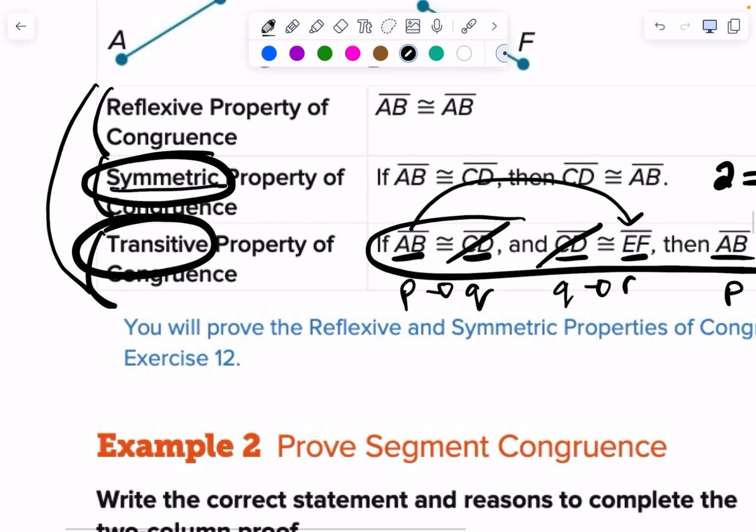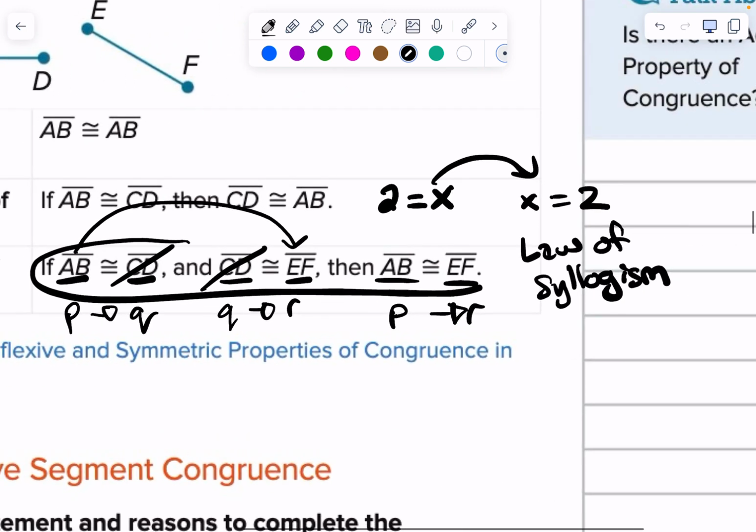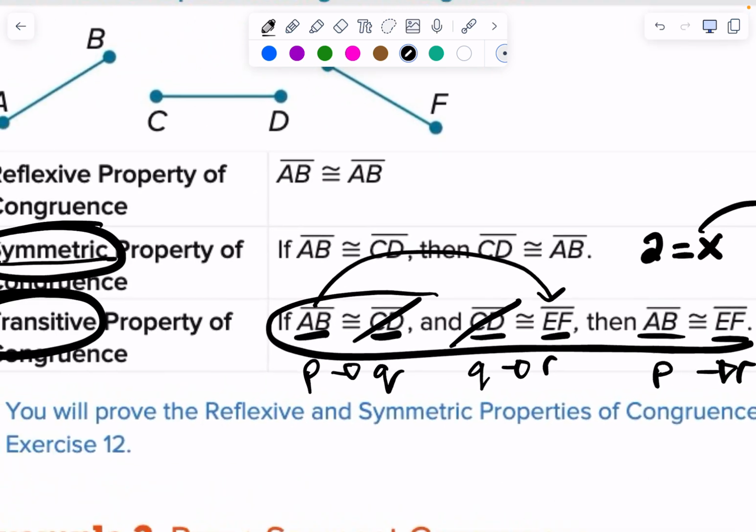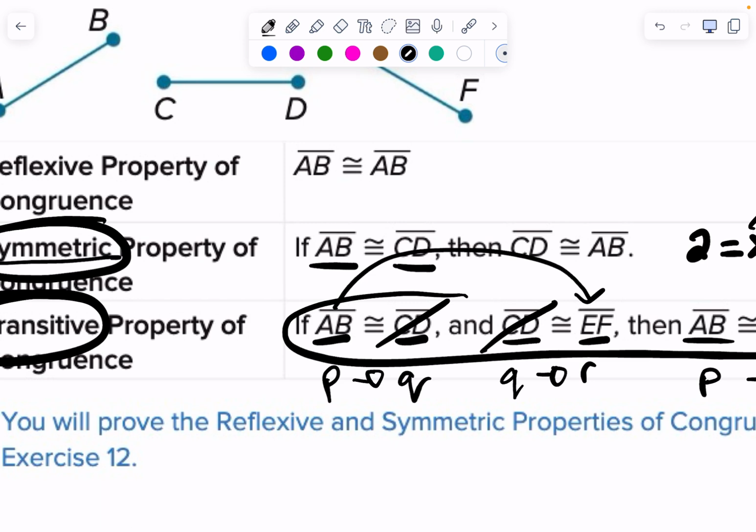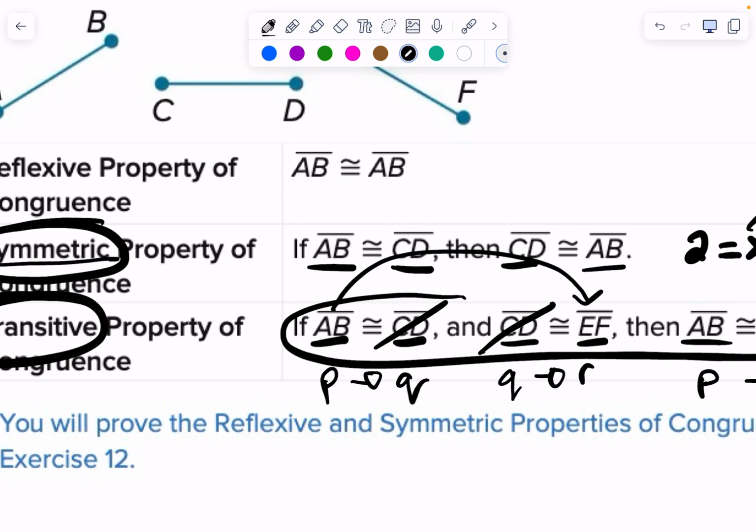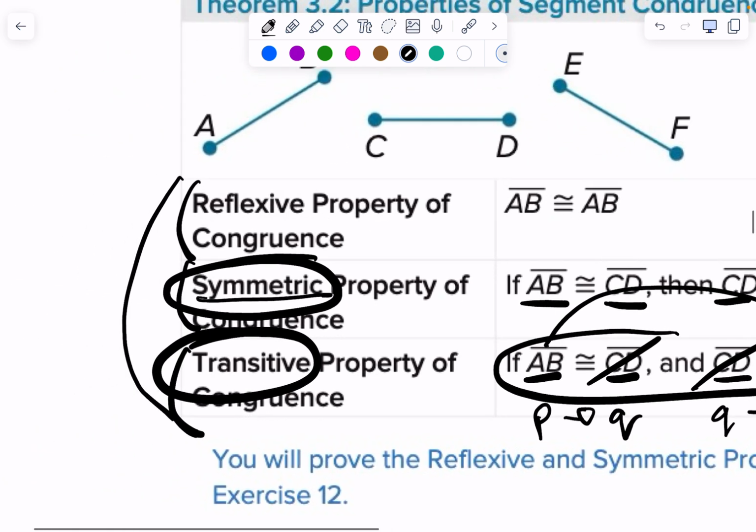Symmetry means that the same on both sides, right? Something is symmetric. So 2 equals x, that means x equals 2. So if AB is congruent to CD, then I can flip it around and say CD is congruent to AB, right? Now, you can prove that, it's just weird. Like that's just a thing.